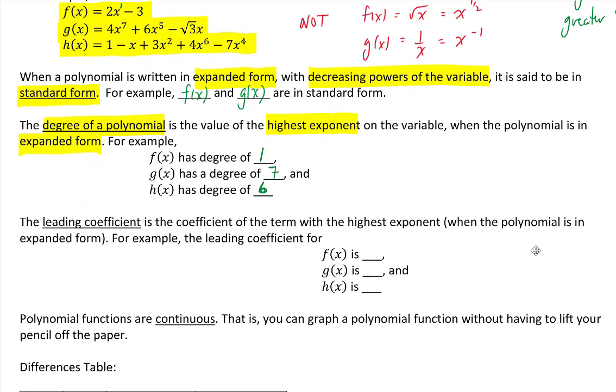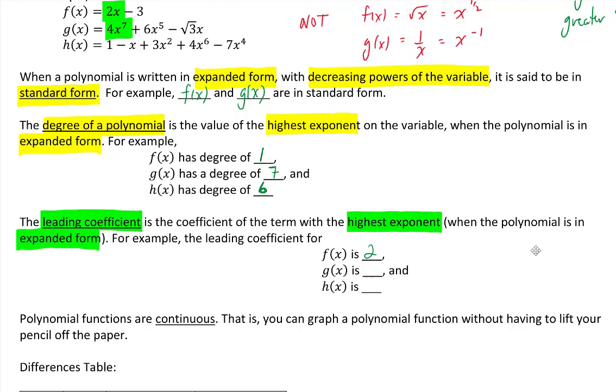So next up is leading coefficient. Leading coefficient is the coefficient of the term with the highest exponent. So we need to look for the term that has the highest exponent and then state its coefficient. And again, when the polynomial is in expanded form. So for example, the leading coefficient for f of x is 2, since it has the coefficient of 2 in front of the x. For g of x, the leading term is 4x to the exponent 7, and the coefficient for that term is 4. And finally, for h of x, the leading term is 4x to the exponent 6, and the coefficient for that term is 4. It's the number in front of the variable.